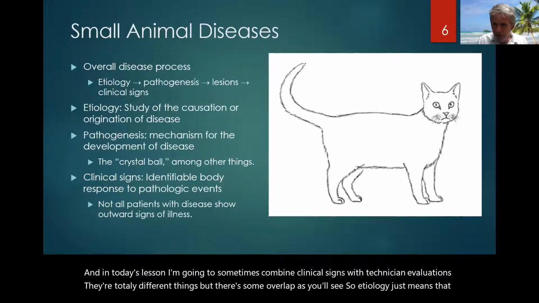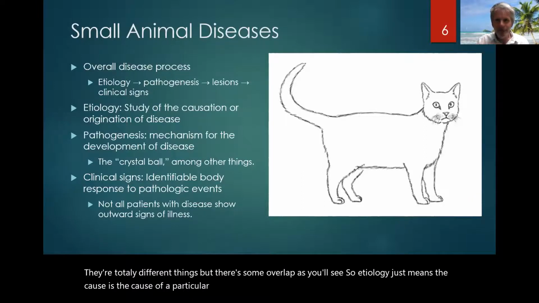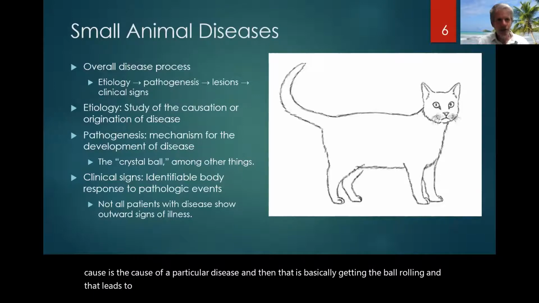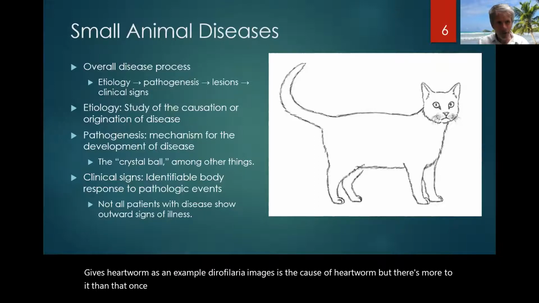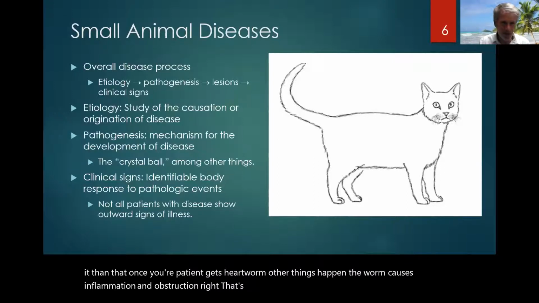It's the cause of a particular disease, and then that is basically getting the ball rolling, and that leads to pathogenesis. So the book gives heartworm as an example. Dirofilaria immitis is the cause of heartworm, but there's more to it than that. Once your patient gets heartworm, other things happen. The worm causes inflammation and obstruction, right? That's the pathogenesis of heartworm disease.